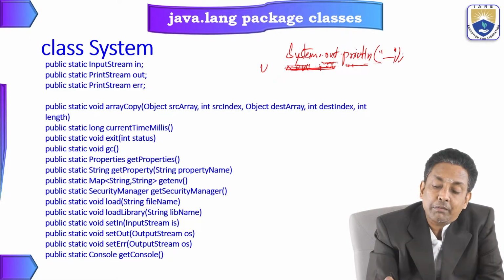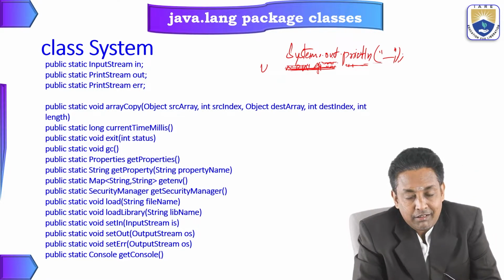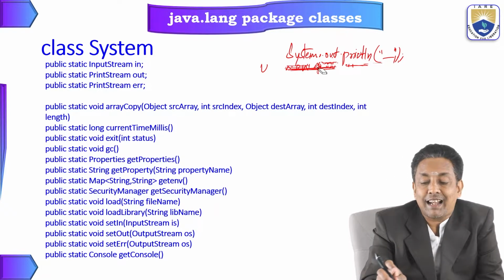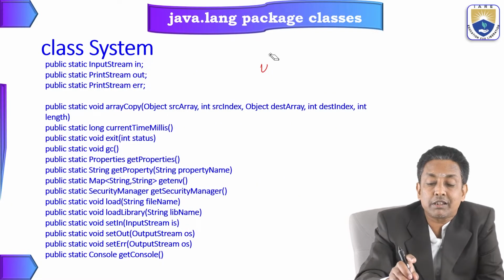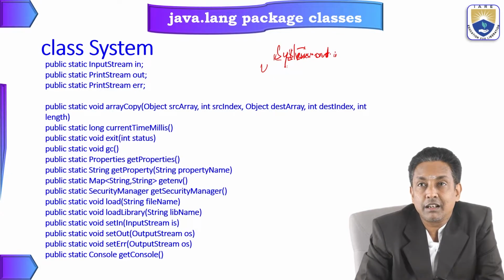So what type of variables are called with class name dot variable name? Class name dot variable name can be called only on static variables, isn't it? Only static variables can be called with the class name. Yes, true. In the System class, out is one static variable.